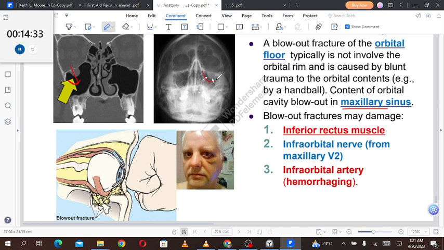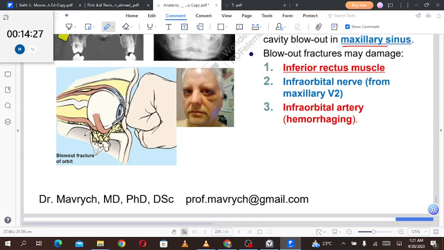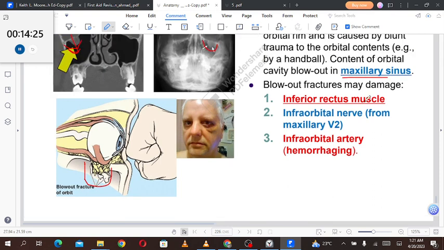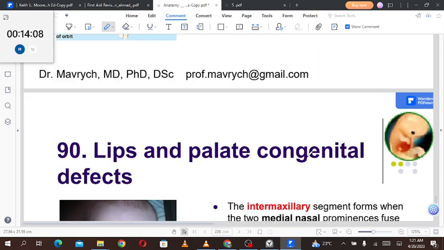In this picture, the contents are moving downwards, and in this picture too. Here you can see the contents coming down. Blowout fractures may damage the inferior rectus muscle, the infraorbital nerve from the maxillary nerve V2, and the infraorbital artery, that is the hemorrhaging artery in these cases.